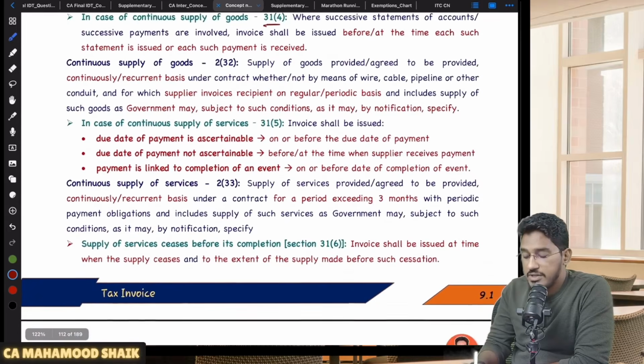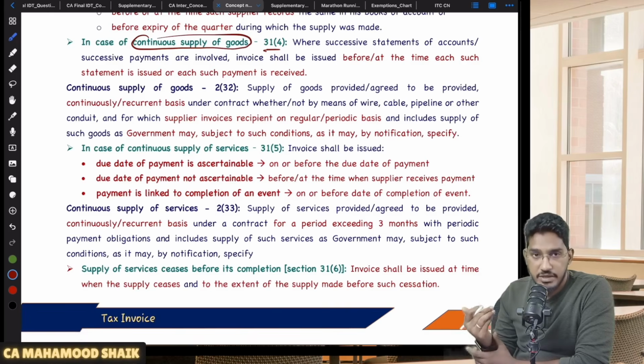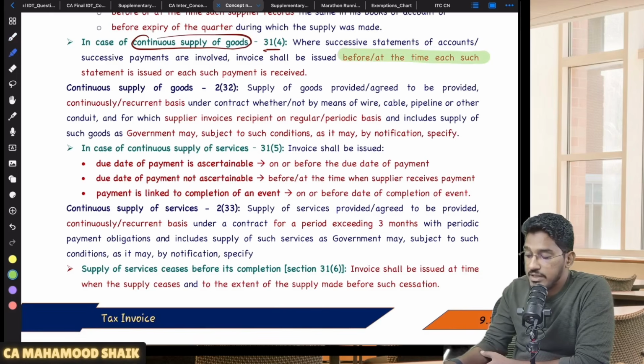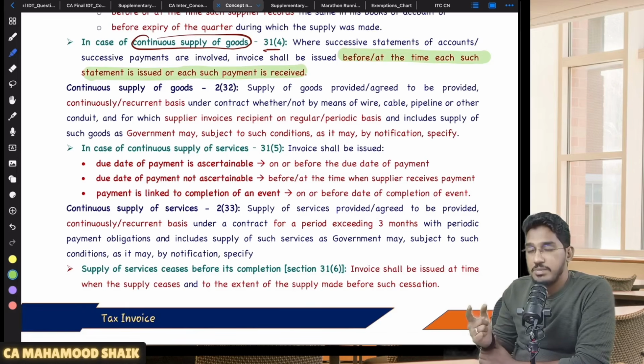In case of continuous supply of goods. In case of continuous supply of the goods, what will be the time limit within which you are required to issue the invoice? So in case of continuous supply of the goods, they say that invoice shall be issued before or at the time each such statement is issued or payment is received. In case you are making continuous supply of the goods, where the supplier is giving periodical statements, on or before that successive statement you are required to issue the invoice.